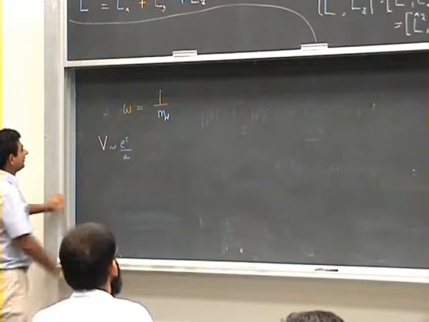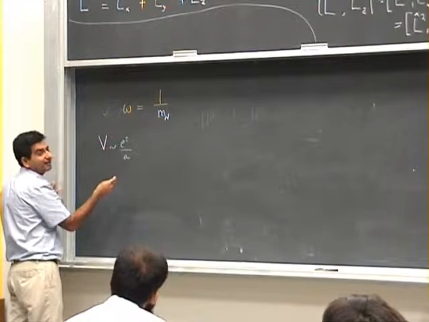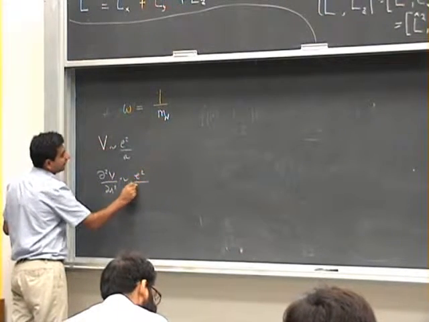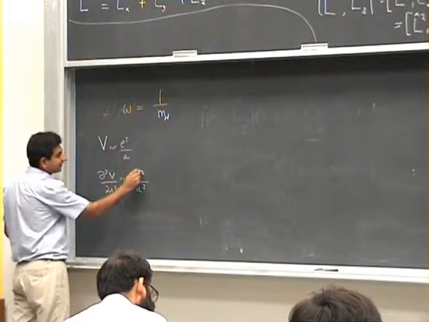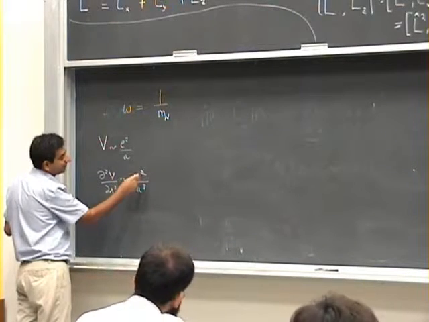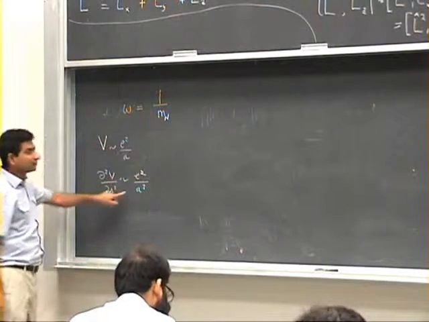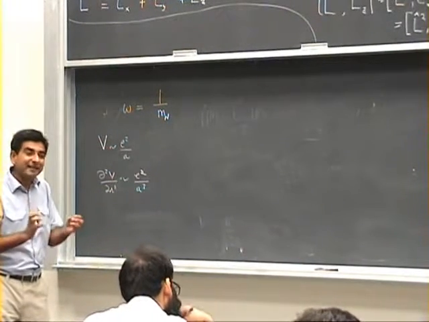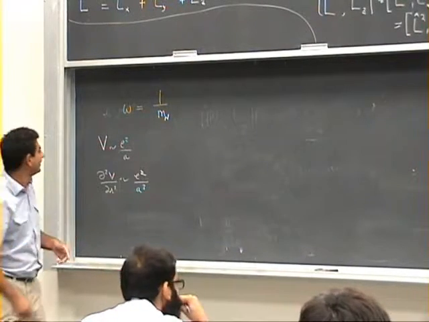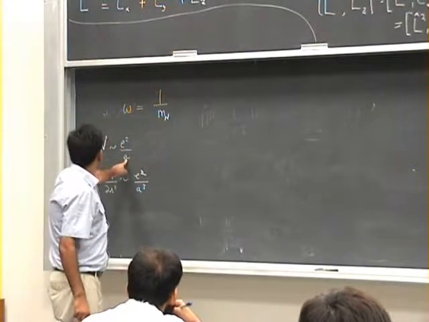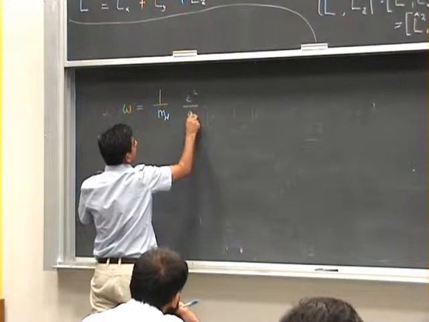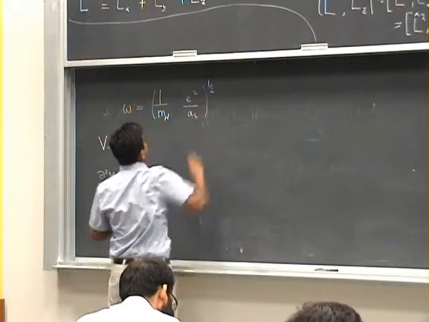Which means the double derivative of this, by dimensional analysis, will be e squared over a cubed. Just look at the dimensions. This is the double derivative with respect to this length scale. What we are supposing here is that the size scale of the molecule is the same as the hydrogen atom. So we are at the dimensions of the atom. This is e squared over a cubed, and you take the square root of this.